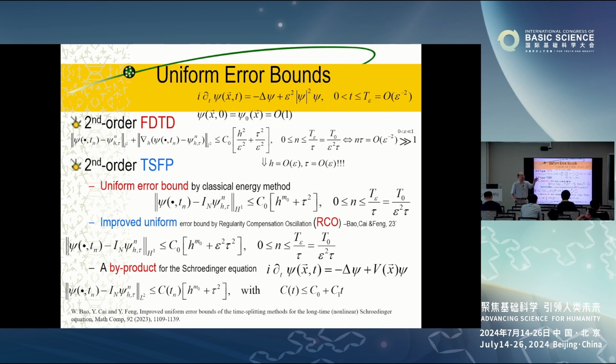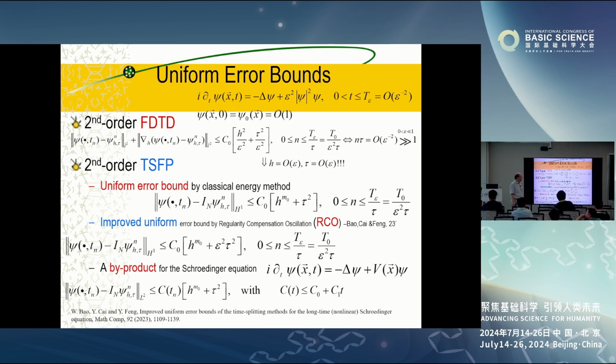So each step is the same, but you do many times. Since you can say here my n times tau, which is not classical, is bounded. But here n times tau is big O epsilon to the minus 2. Then we find for this, if you use the splitting method, the error bound is like C0 times h to the power m0, regularity of the solution, plus tau square, which is uniform up to long time. But this is our first proof of bounds.